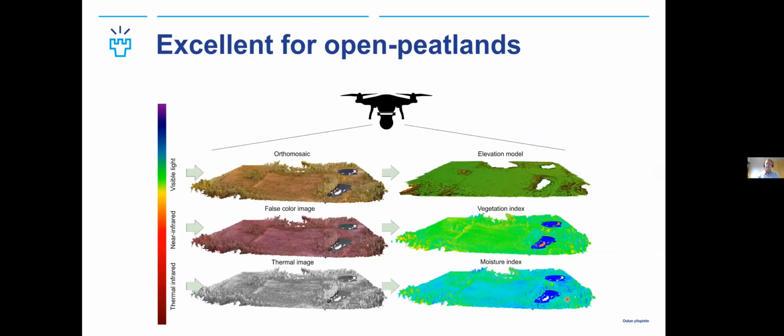So, especially for the open peatlands, these drones are excellent. You can have this orthomosaic, the elevation model, false color images for the vegetation, and thermal images, for example, for a moisture index, to produce this information to evaluate the restoration success.